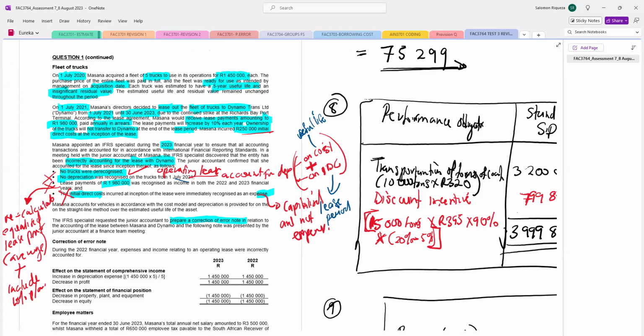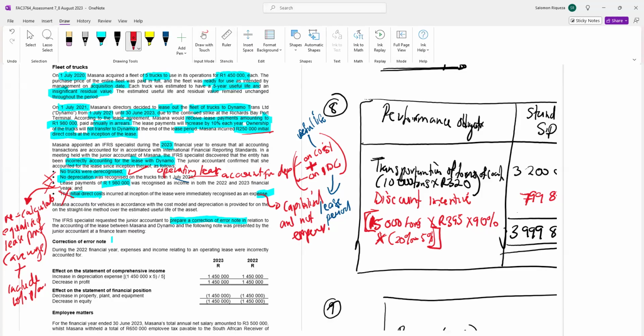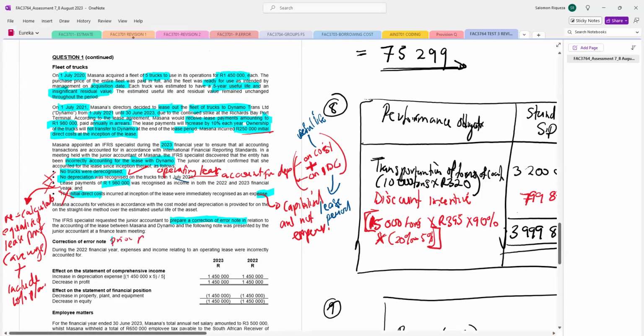Normally it's supposed to be called prior period error, but I think they can also take this prior period error. Because it's errors not for the current year, but for the periods before the current year. All right.